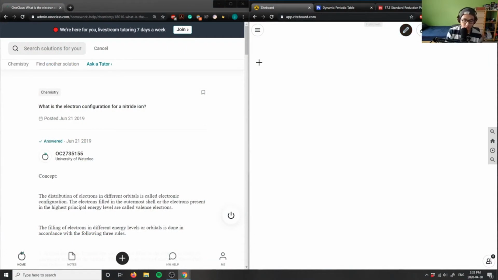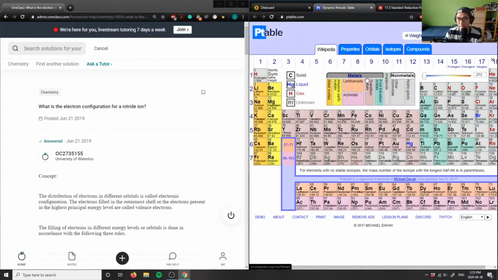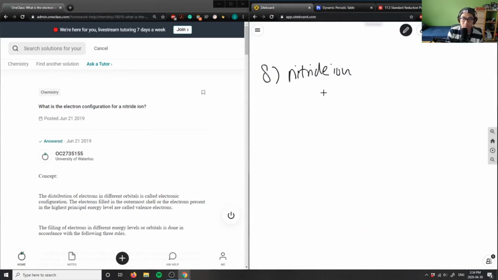What is the electron configuration for a nitride ion? So I have a nitride ion. Let's look at what a nitride ion first is. A nitride ion is nitrogen, but it's an ion, right? So it's going to be N, and then I will have some type of charge here. In this case, it lies in group 15, so I'm going to have a charge of 3 minus. So this will be N 3 minus.